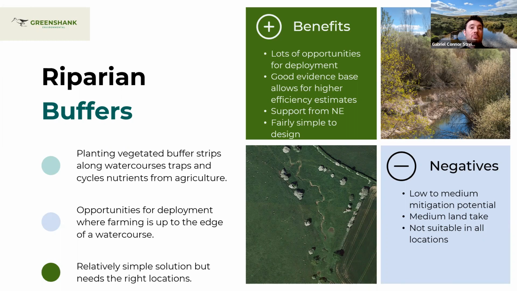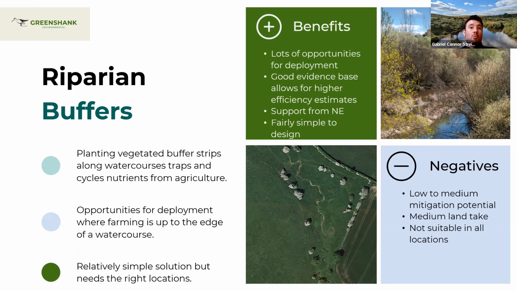Another good thing about riparian buffers is they are fairly simple to design. We are talking about basically having a strip a fixed width along these watercourses, and having a planting design that uses native vegetation to act as a filter for nutrients within the environment.